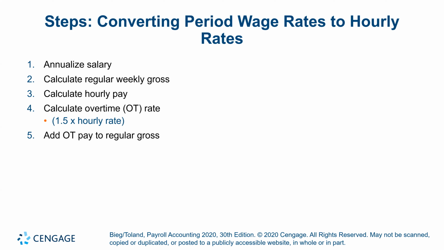Once we have the annual salary, we divide by 52 weeks to calculate the regular weekly gross. Once we have it divided into weeks, we divide by 40 hours to get it into an hourly rate. And then once we have that hourly rate, we can calculate the overtime rate, right? And then again, the combination of regular plus overtime equals our gross pay, right? So our regular pay plus OT equals our gross pay.